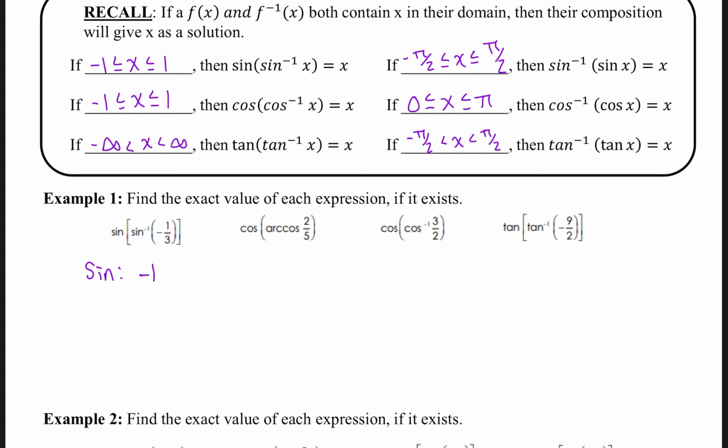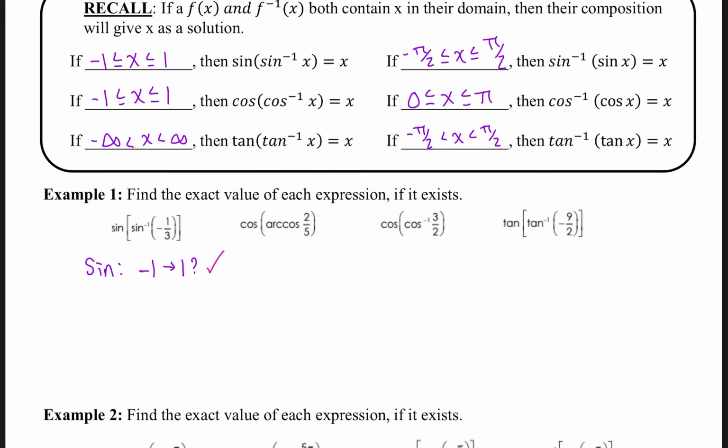So is it between -1 and +1? And the answer here is yes, -1/3 is between -1 and 1. So since it's between -1 and 1, we can apply the rule. The rule says if x is between -1 and 1, sine of sine inverse of x just becomes x. In this case, x is -1/3.